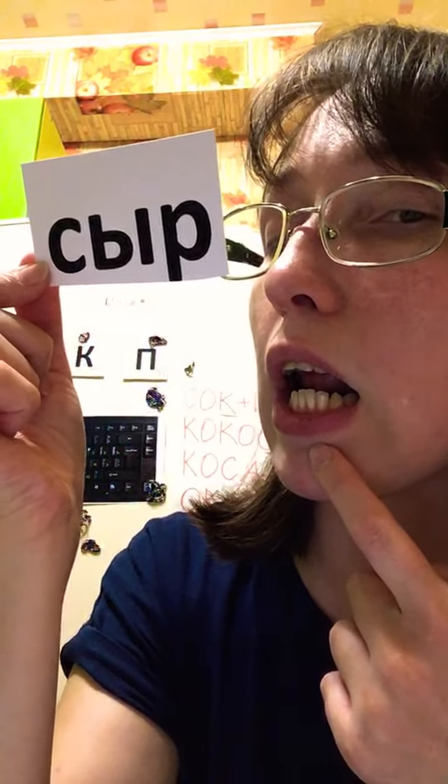The next word. Try to read it by yourselves first. 1, 2, сыр. Сыр. Cheese. Americans often say cheese in Russian: Скажи сыр. We also use this word for a smile if someone takes a picture. Say сыр. Oh, sorry. Say cheese. Скажи сыр.